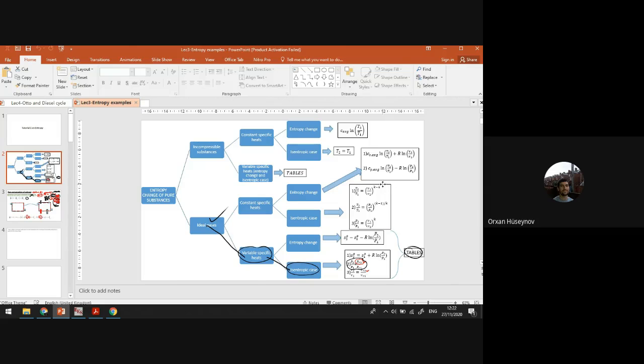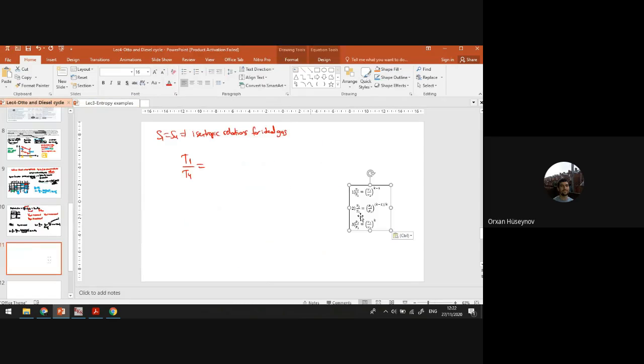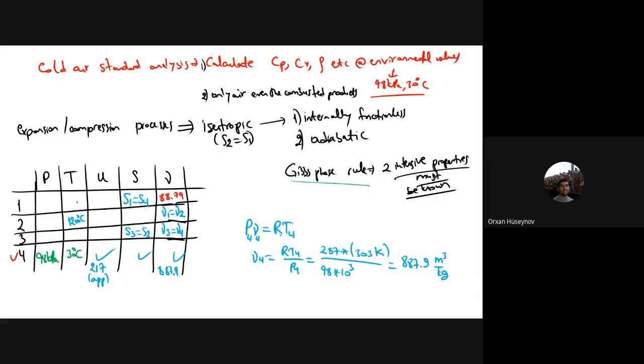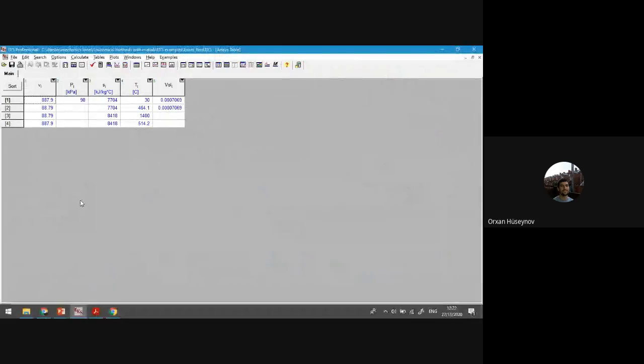Copy these formulas. So T1 by T4 will be equal to nu4 by nu1 to the power of k minus 1. This is for the temperature values. Or you can work out the pressure values: P1 by P4 will be equal to nu4 by nu1 to the power of k. We're just using the formulas here, the T1, T4 relationships and the pressure ratios. By using these relationships, you can find the temperature at state 1 and the pressure at state 1.